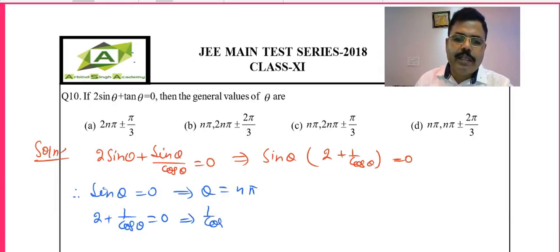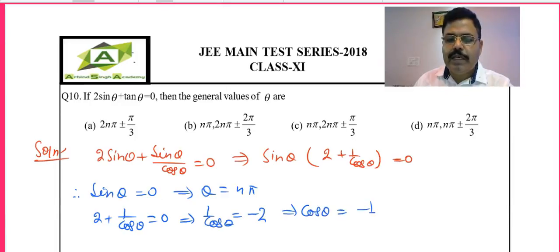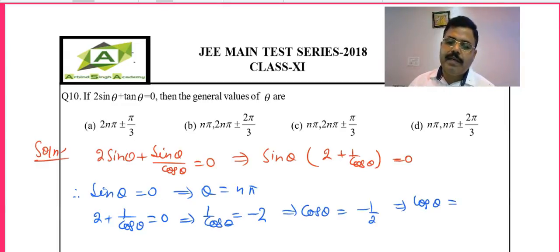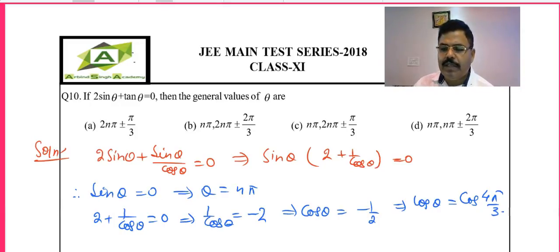That means 1 by cos theta is equal to minus 2, and therefore I can write cos theta is equal to minus 1 by 2. That is, cos theta is equal to minus 1 by 2 will lie in the third quadrant. So pi plus pi by 3, that is 4 pi by 3. Right? Can it be like this? Yes. Cos theta is equal to minus 1 by 2, so cos theta lies in the second quadrant as well. In the second quadrant, pi minus pi by 3 is 2 pi by 3.